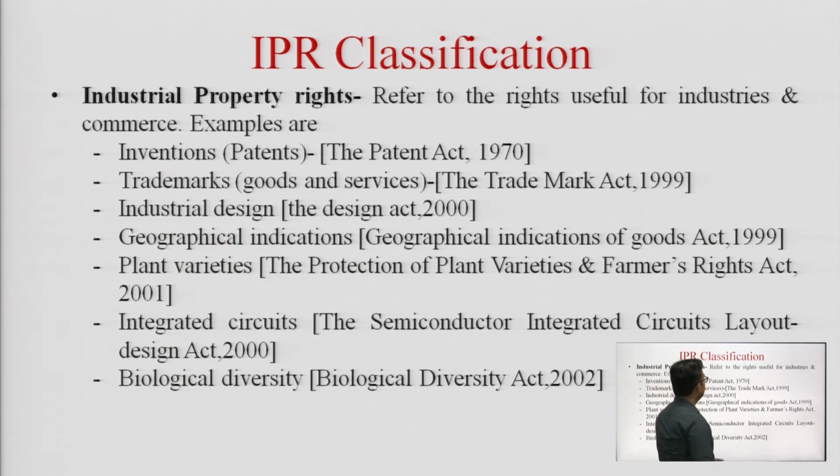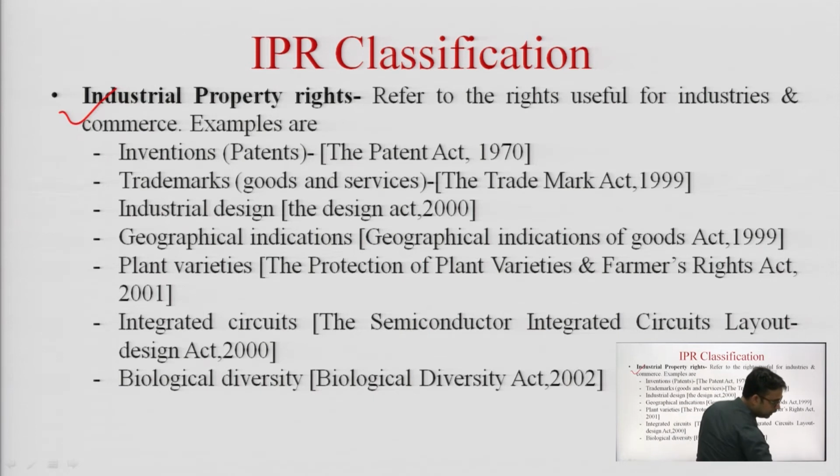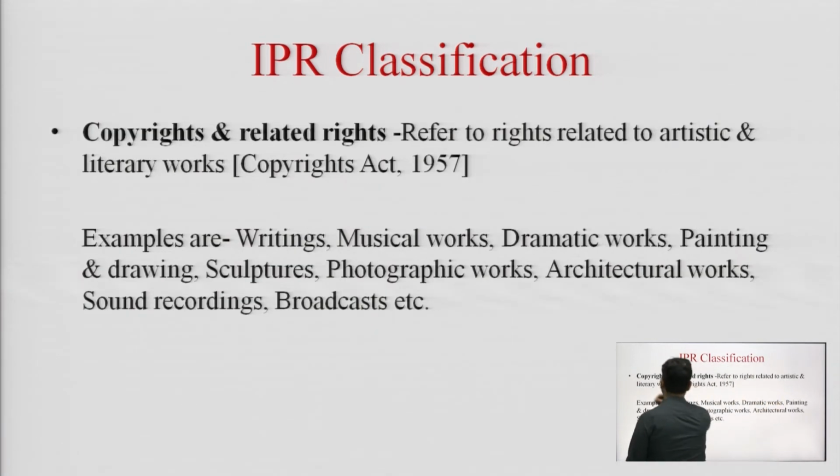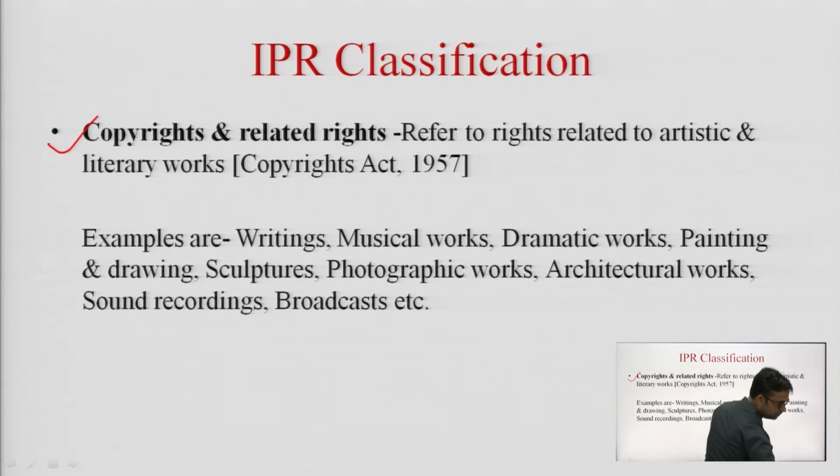Now, next we will see IPR classification. So, what are the types of IPR? We will look into this. It can be broadly divided into two parts. One is the industrial property rights and another segment is the copyright and related rights. So, we will see one by one.